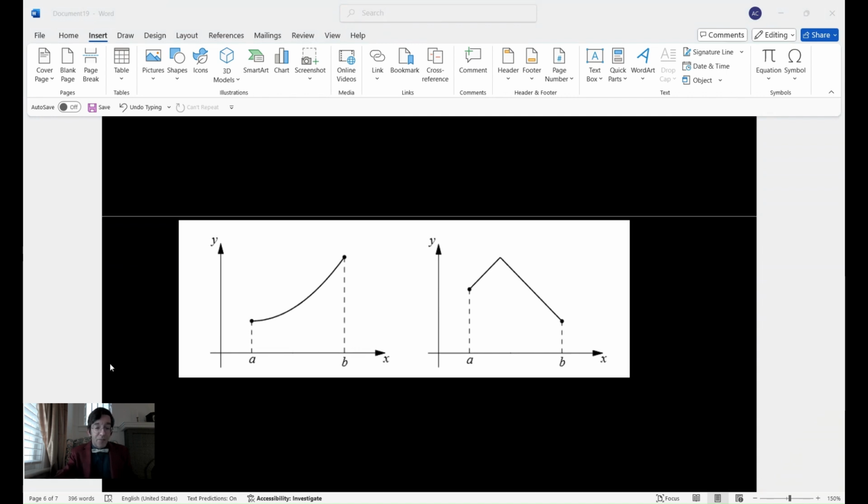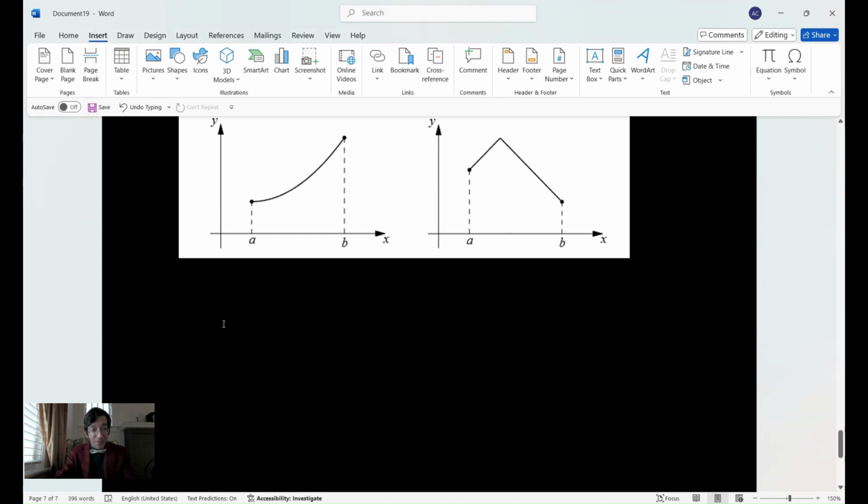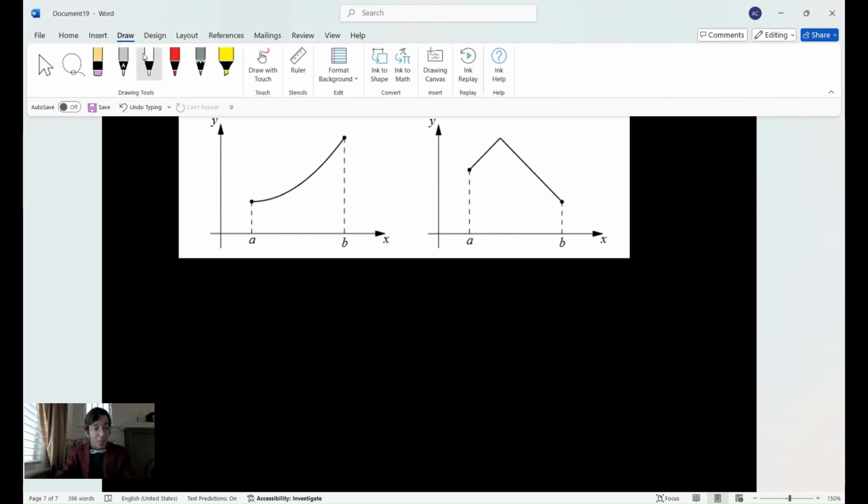So now let's talk about the solution. If we're going to let C be an element of AB, if we're going to let that C be the point where F gets its maximum, we're going to have to write the definition of the derivative, right? F prime of C. I'm going to write it out because I don't like typing. So F prime of C.